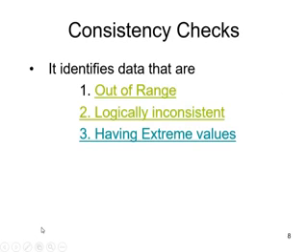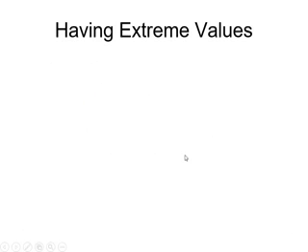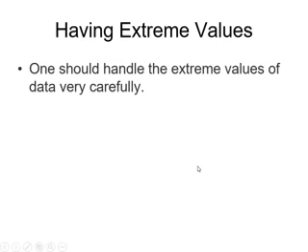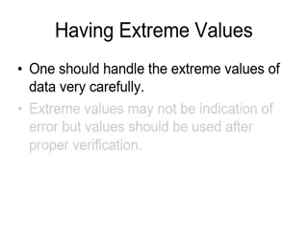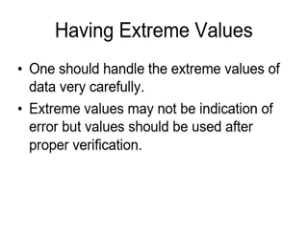Let us now look at whether some data sets have extreme values. When we speak about extreme values, we mean large values or very small values for a particular variable, which might be improbable but may not be impossible. One should handle the extreme values of data very carefully, because it has to be checked and identified whether it is an extreme value or something which is not possible or wrongly printed. To a certain extent, you may call it out of range also. So there is some similarity between extreme value and out of range.